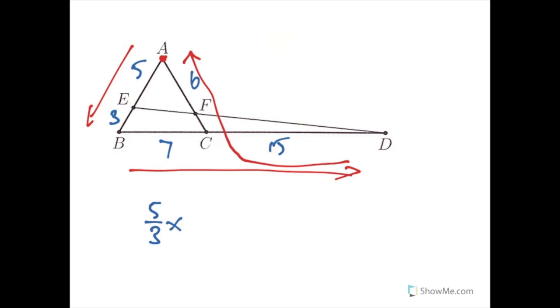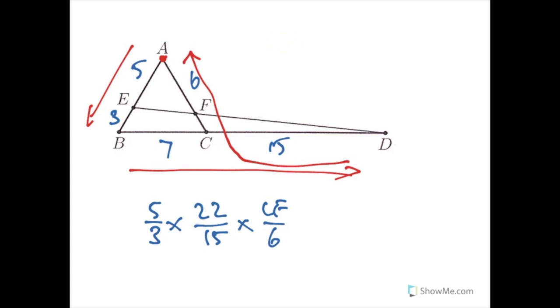And the next one is BD. So be careful here, we need to add 7 and 15 together. So that'll be 22. And then it will be DC, so 15. And then CF is what we want to find. And finally we have FA, which is 6.